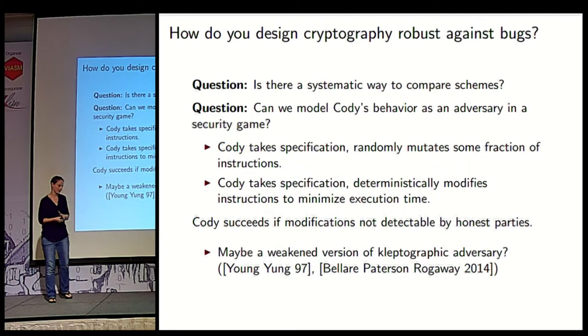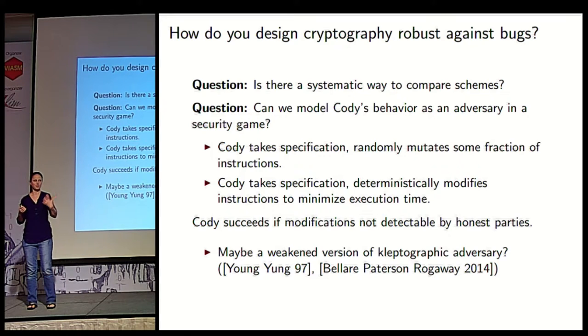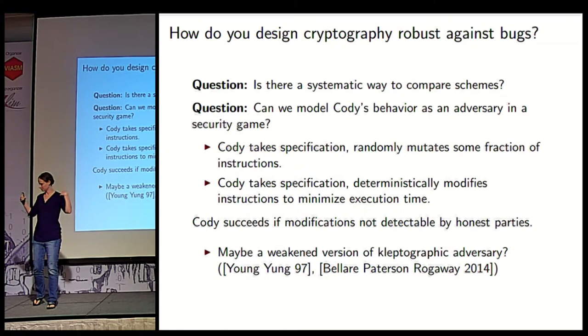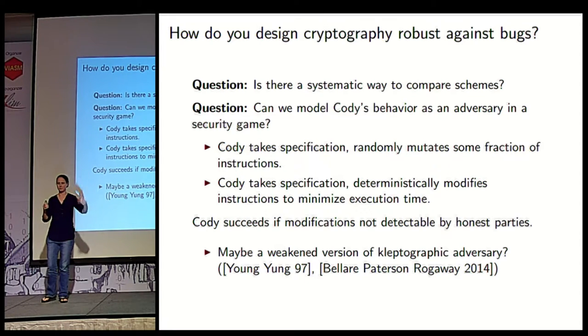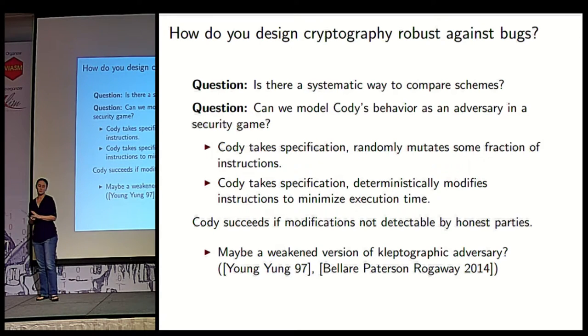Is there some way that we can, on a meta level, protect the cryptographic protocols and primitives that are designed against the implementers who are actually implementing them? Are some things more fragile than others? Is there some systematic way to compare the fragility of different schemes against bugs introduced by implementations? I don't know.